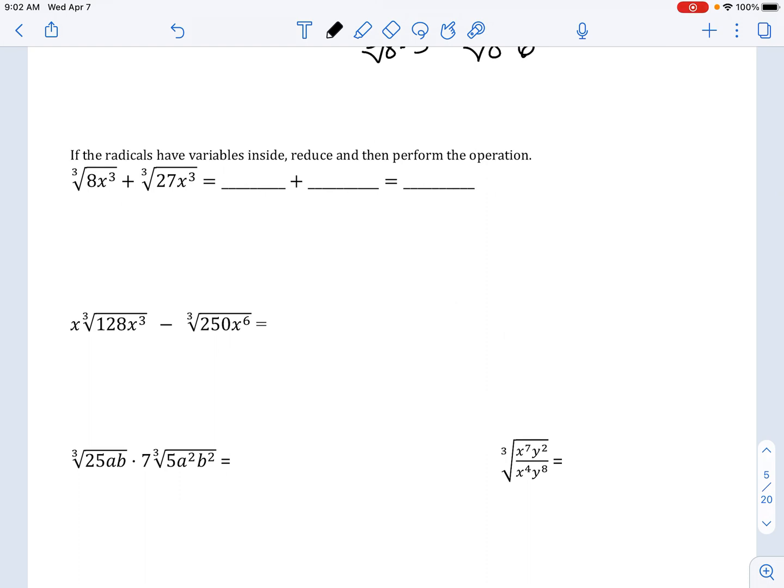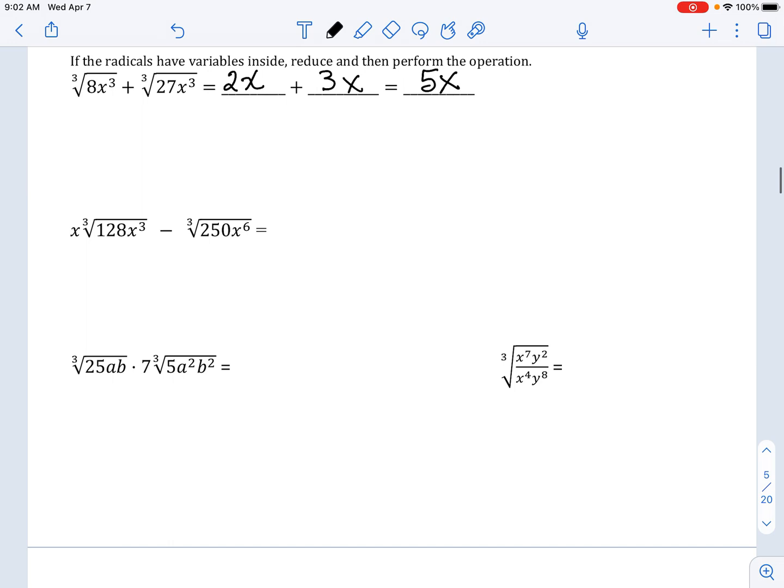When you do have the same inside, you will be able to combine. So let's try this one. Cube root of 8 is 2. Cube root of x cubed is x. Cube root of 27 is 3. Cube root of x cubed is x. 2x plus 3x is 5x.